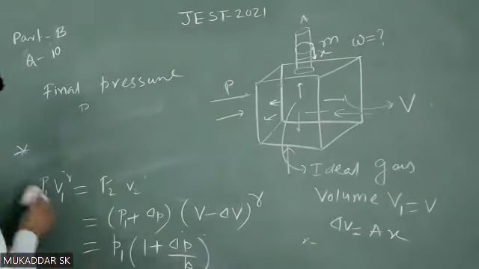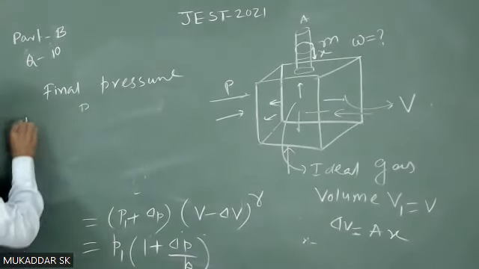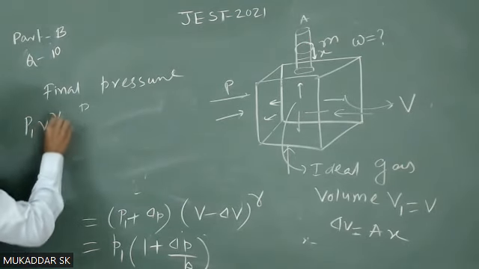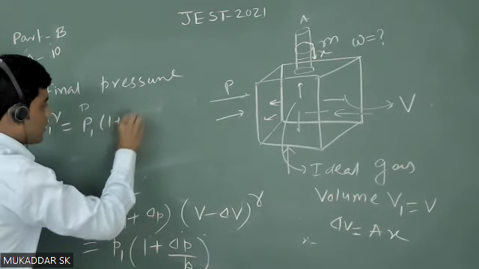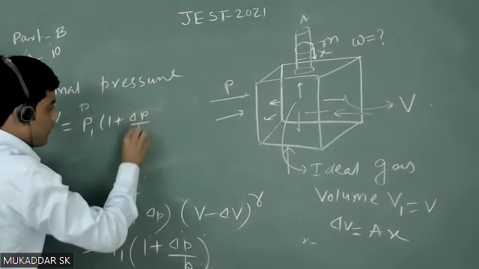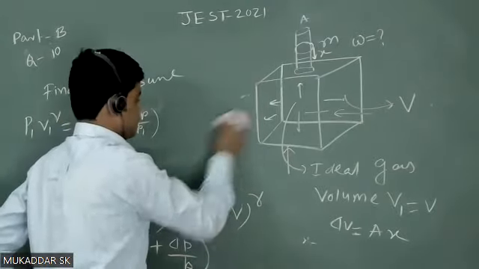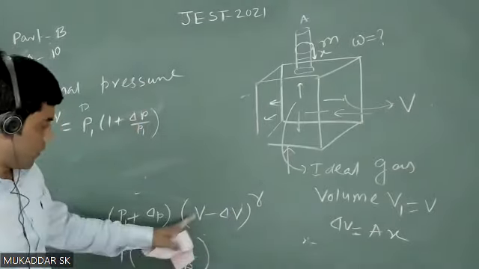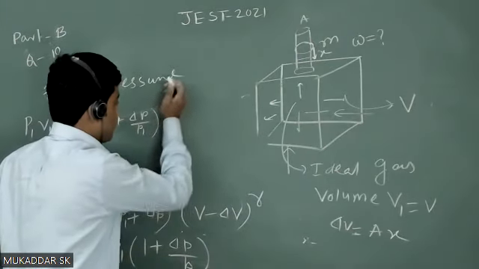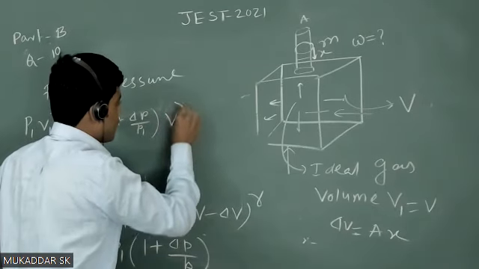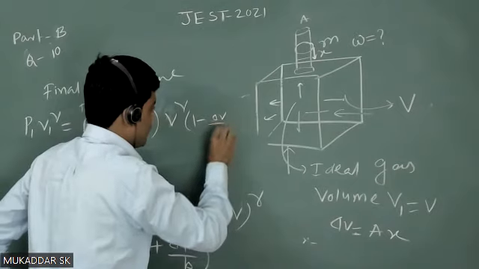And if I take, I'll write here better, you'll have P₀V₀^γ. I'll take P₀ common, so you'll have 1 plus ΔP by P₀. Okay. And then you have, if you take V common again, so it will be basically V₀^γ, and you'll have 1 plus minus ΔV by V₀ to the power γ.